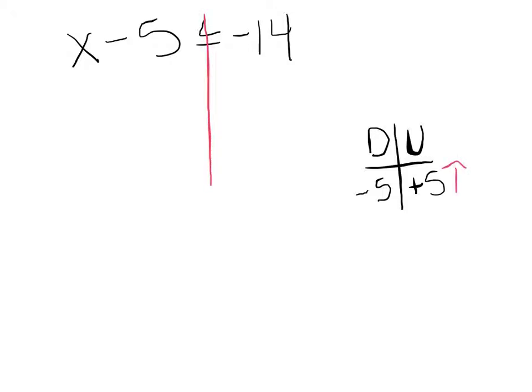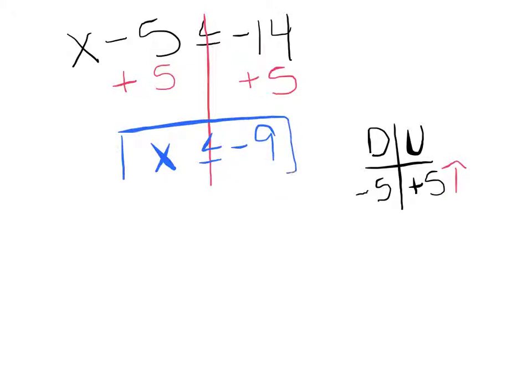I'm going to add 5 to both sides. Plus 5, plus 5. So I end up with the statement x is less than or equal to negative 14 plus 5, which is negative 9. And I'm done. So I think.